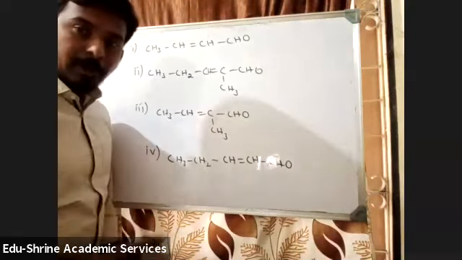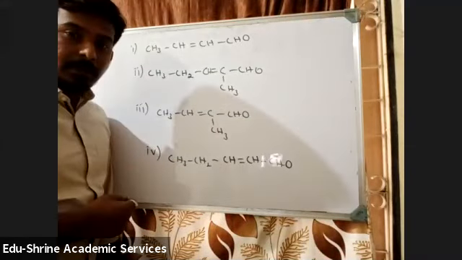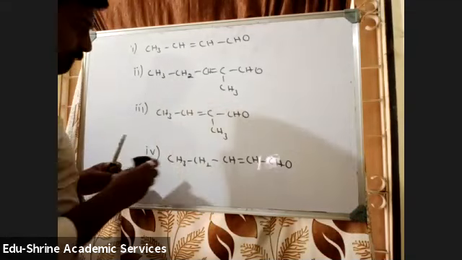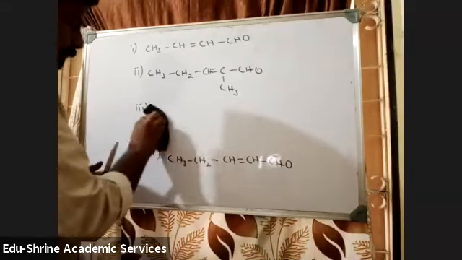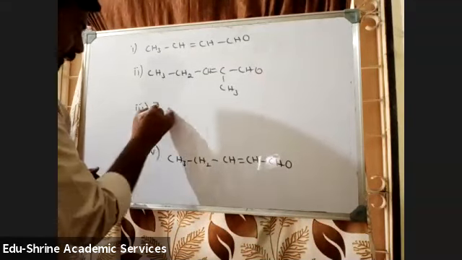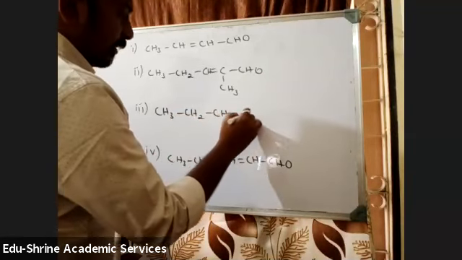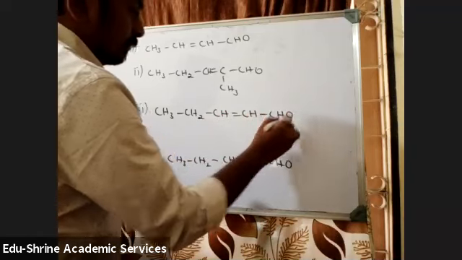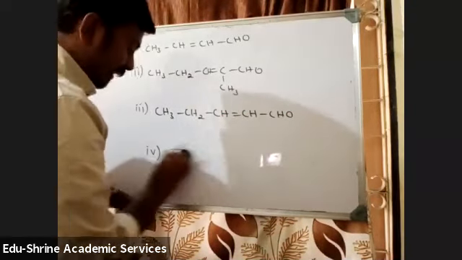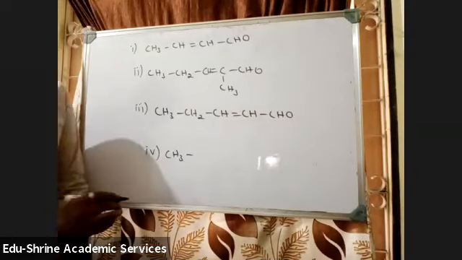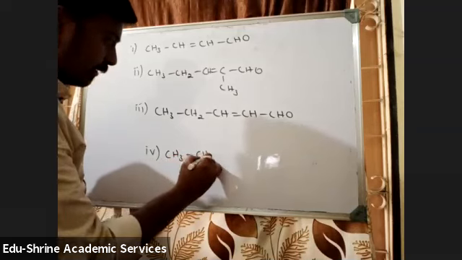Four products, what we got? Is it the correct order? 3 and 4 are exchanged. All right. So 3 and 4, I am writing this: CH3-CH2-CH=CH-CH1. And the last one is CH3-CH=CH.